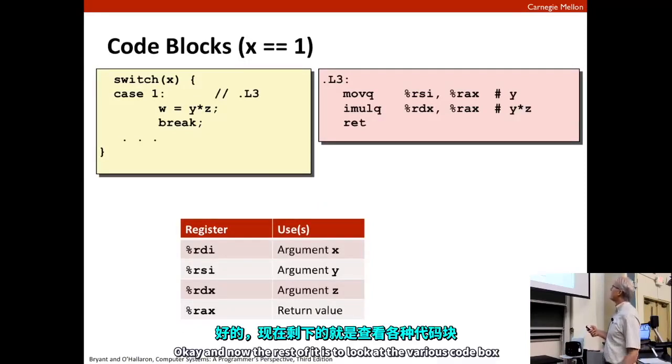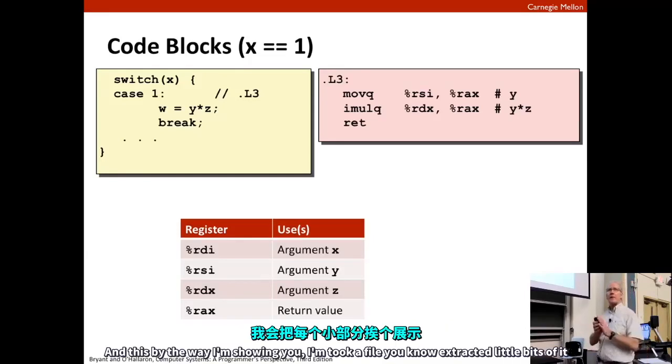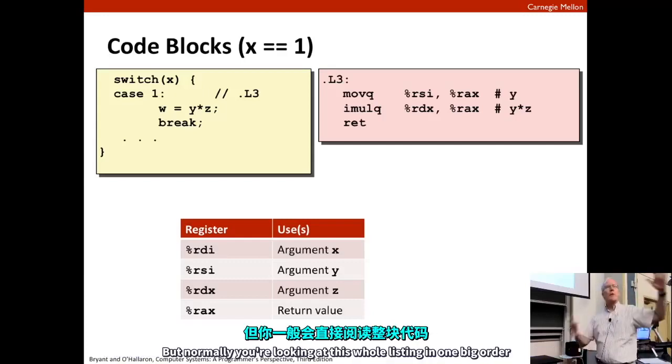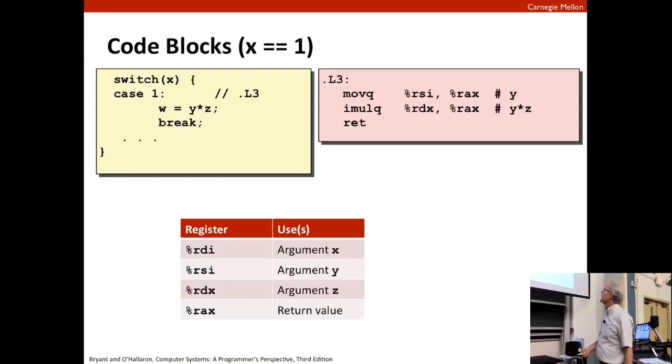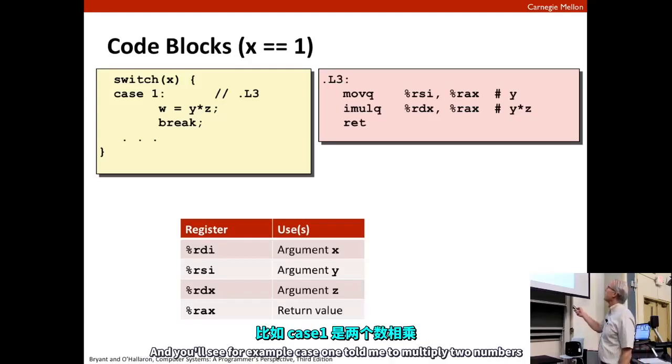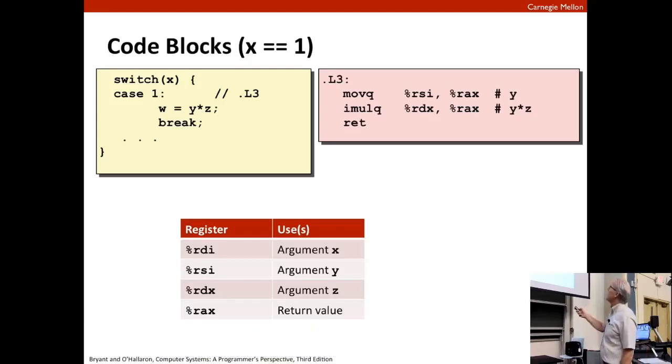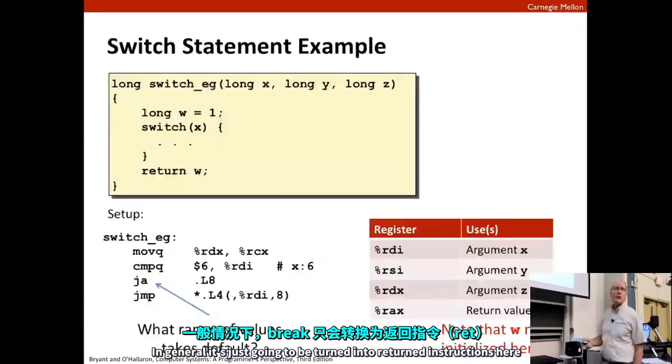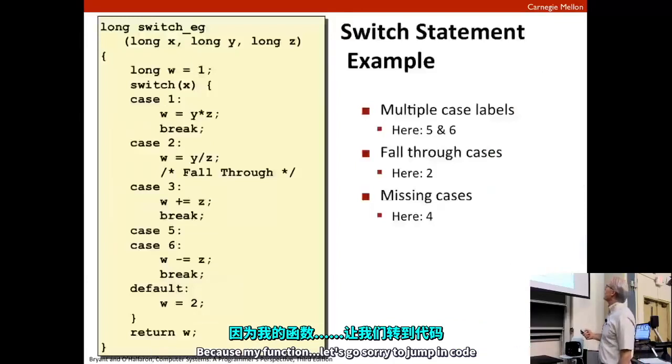Okay, and now the rest of it is to look at the various code blocks. By the way, I took a file and extracted little bits of it, but normally you're looking at this whole listing in one big order. So now we can look at the individual code blocks and see what's going on. And you'll see, for example, case 1 told me to multiply 2 numbers. And you'll see that the break, in general, is just going to be turned into return instructions here.